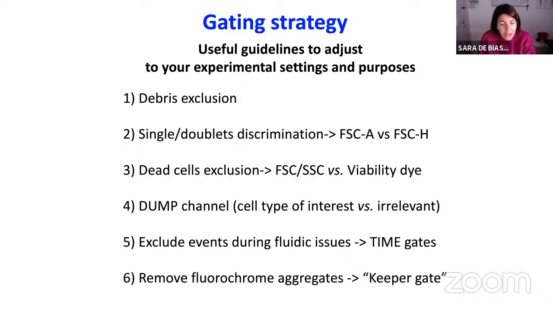You can use a dump channel in which you put all the cell types that are not of interest versus the relevant ones. So a channel in which you put all the unwanted markers in your analysis. And of course, you have to exclude events during fluidic issues. So for example, you have to use the time gates, and then you have to remove the fluorochrome aggregates by using the keeper gate, because sometimes during your staining, some fluorochrome aggregates could form in your antibody cocktail mix, and you can recognize this kind of fluorochrome aggregate because they have a particular pattern. They are super bright, they are very particular, and they are at the edge of your dot plot.